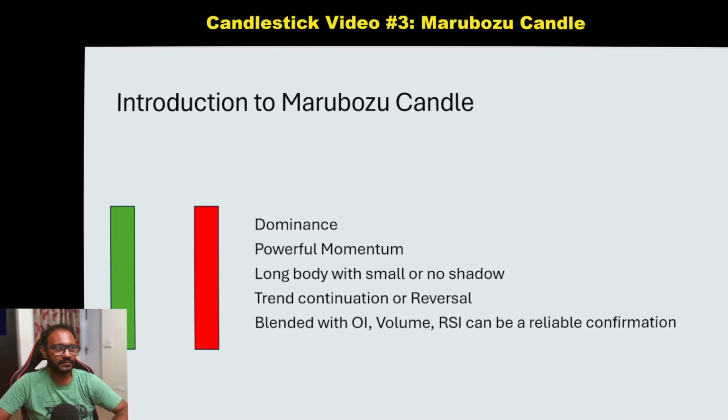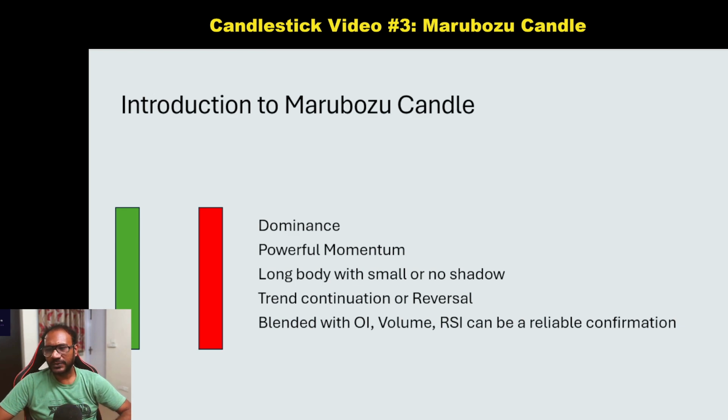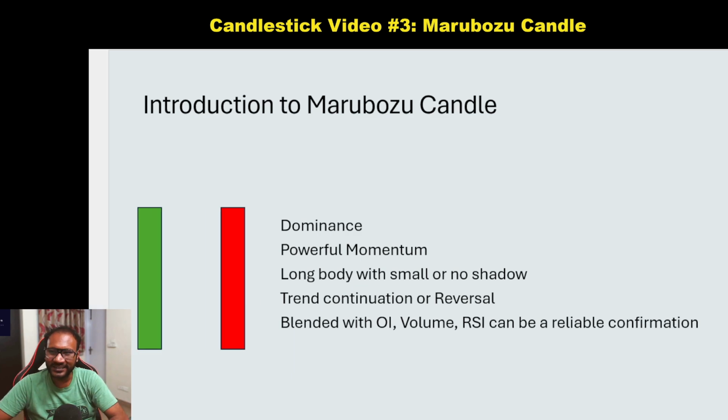So let's get started. What is a Marubozu candle? A Marubozu candle is a dominance candle. The exact word for Marubozu in Japanese means dominance. It is one of the most powerful momentum candles. As you can see, both the green candle as well as the red candle don't have any wick or shadow, as you call it. There is nothing on the upside or downside.